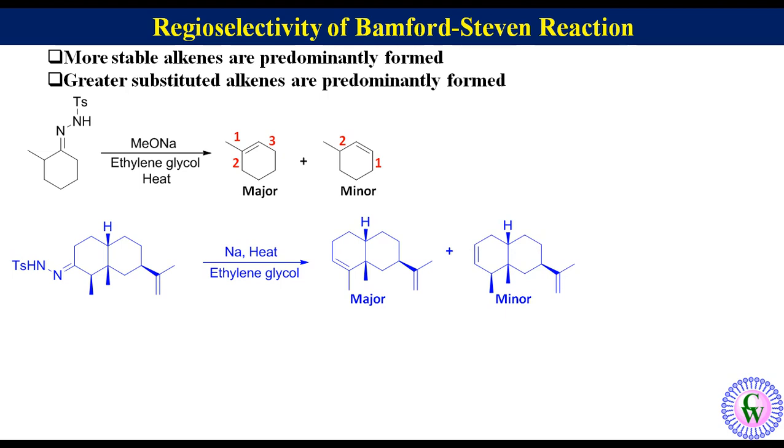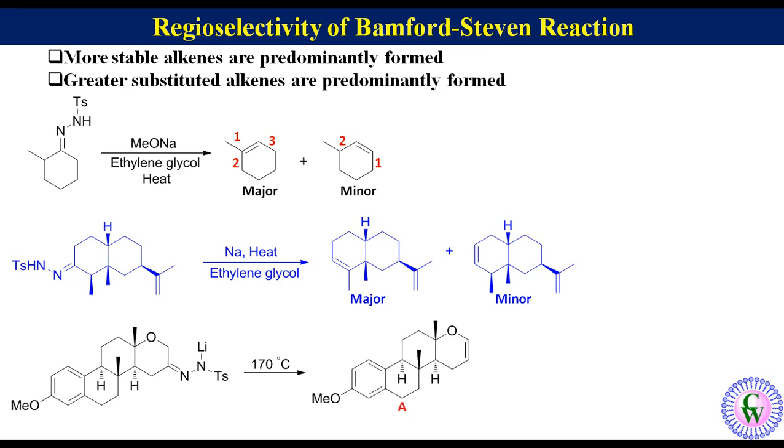Monolithium salt of tosylhydrazone of steroid derivative, when heated at 170 degrees centigrade, produces a mixture of alkene A and B, both with 2 substitutions. Alkene A is more stable than B because of conjugation with oxygen. So A is formed as major while B as minor product.